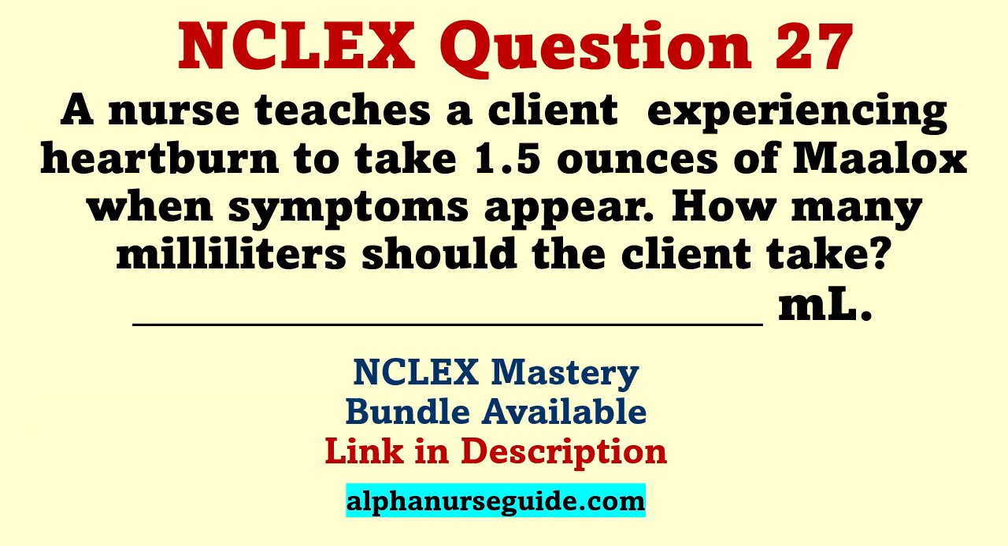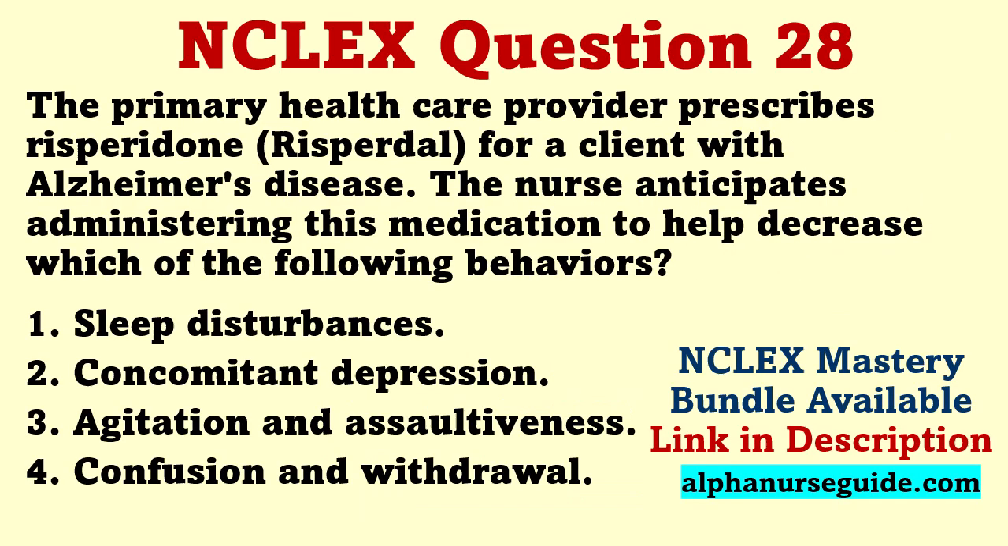A nurse teaches a client experiencing heartburn to take 1.5 ounces of Maalox when symptoms appear. How many milliliters should the client take? Blank mL. The correct answer is 45 milliliters. 1 ounce equals 30 milliliters. You multiply 30 by 1.5, and you get 45 milliliters.